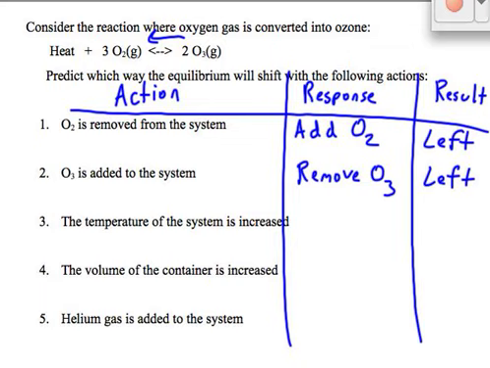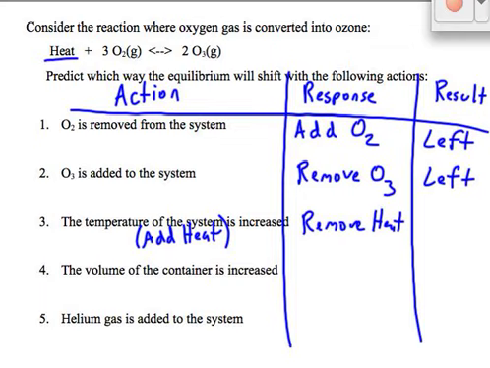Next, the temperature is increased. Now we need to figure out what this really means. If the temperature of the system is increased, that's basically the same as adding heat. So if we are adding heat, the system wants to remove that heat and is going to accomplish that by using that heat in a reaction. So it's going to use this heat and shift to the right to produce more O3.